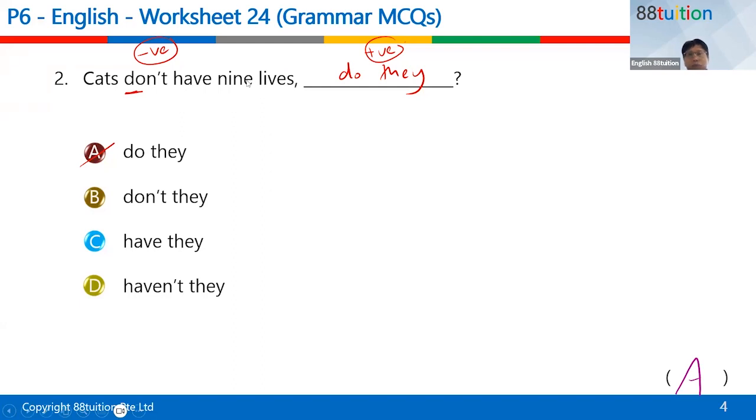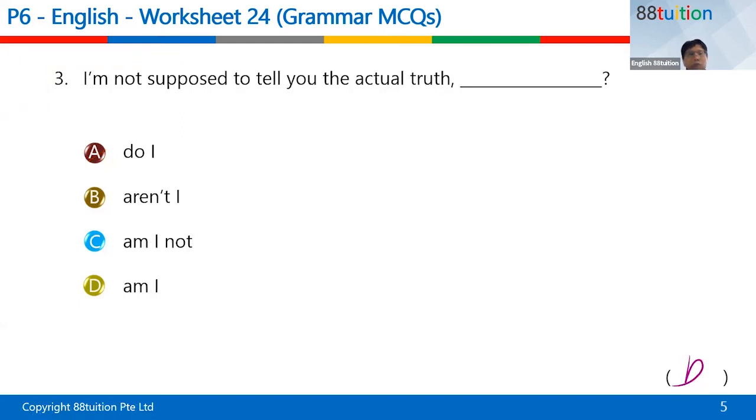Yeah, we do a lot of revision because of your coming PSLE. I'm not supposed to tell you the actual truth, am I? I'm not supposed to. I am not, right? So this one, there's a negation here. And therefore there shouldn't be any negation here. All right? So the answer is D. Am I? Okay? I'm not supposed to tell you the actual truth, am I? All right?